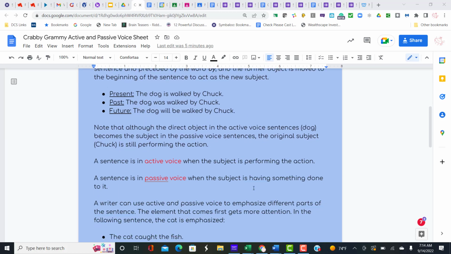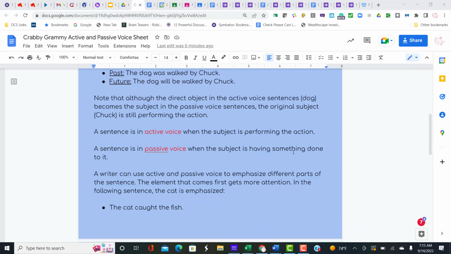So it does change the order in the sentence, but it doesn't change the fact that Chuck is still the actor here. It just puts the emphasis on the dog. Use active voice when the subject is performing the action in the sentence. It does either way, but passive voice is used when the subject is having something done to it. In this case, the subject is the dog, not Chuck, in a passive, but something is being done to it by Chuck. So Chuck is still doing something. This is grammatical. This is not real. It doesn't change the fact that Chuck's doing the walking.